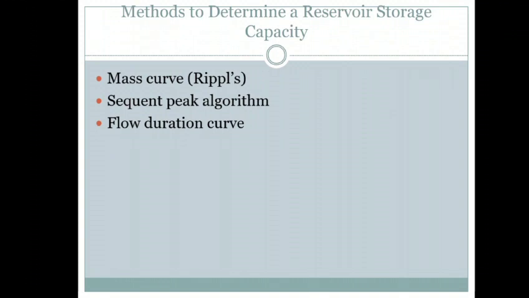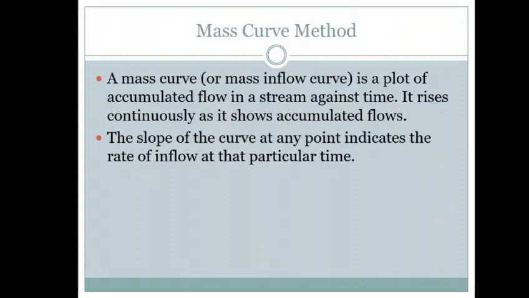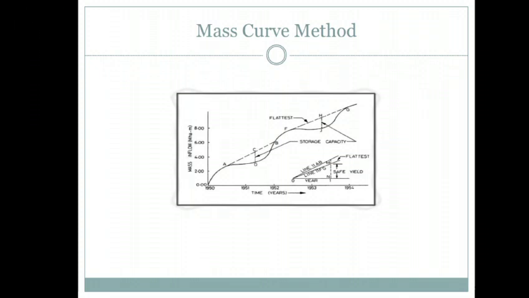Methods of determining reservoir storage capacity: first, mass curve; second, sequent peak algorithm; third, flow duration curve. Mass curve method: a mass curve or mass inflow curve is a plot of accumulated flow in a stream against time. It rises continuously as it shows accumulated flow. The slope of the curve at any point indicates the rate of inflow at that particular time. Here we can see this graph is time versus mass inflow.